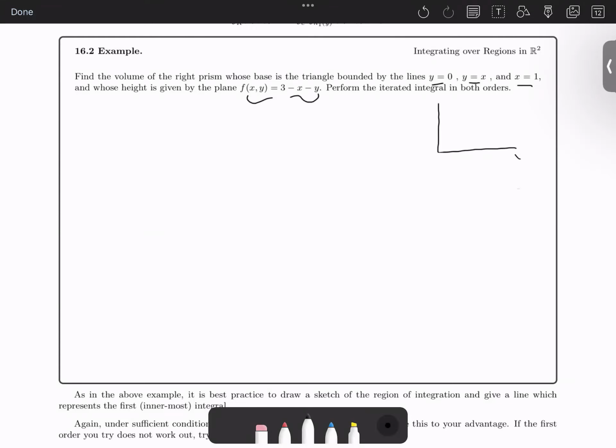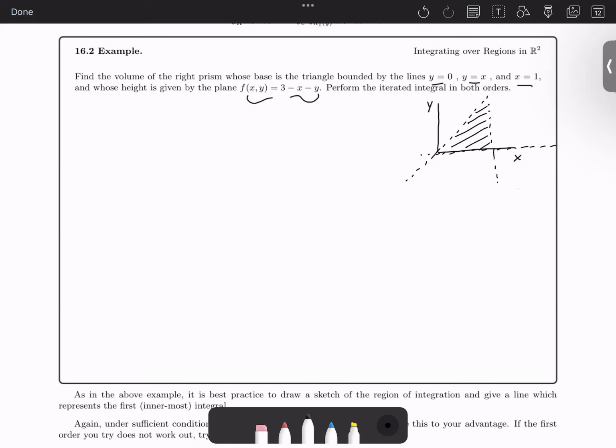All right, so if this is x and this is y, then the region that I want to integrate this function over is bounded by the lines y is equal to 0, y is equal to x, and x is equal to 1. So the region bounded by these lines is this region here.